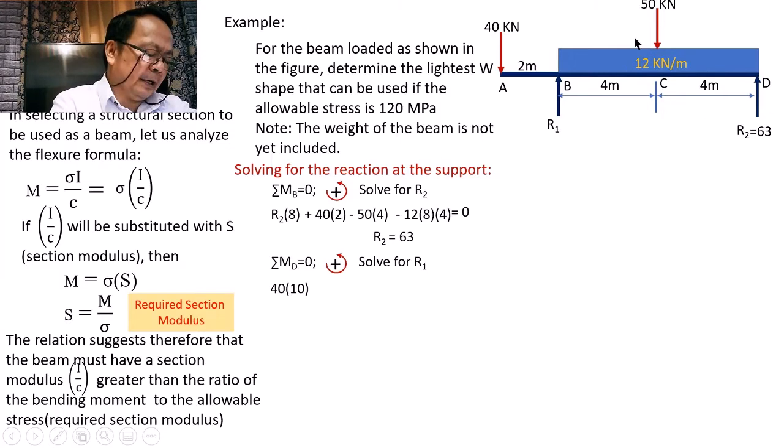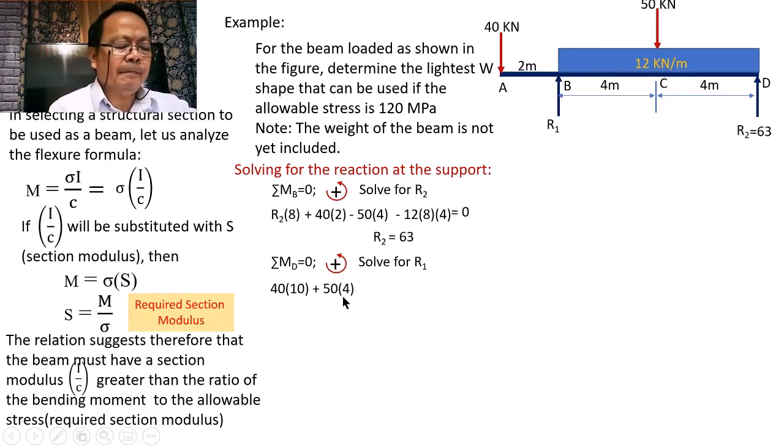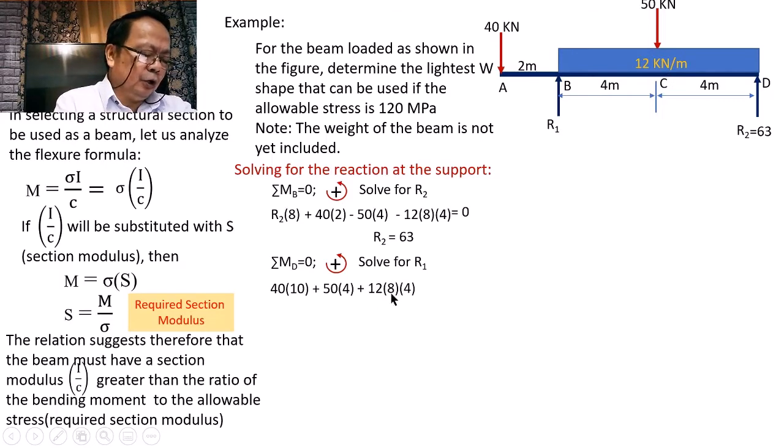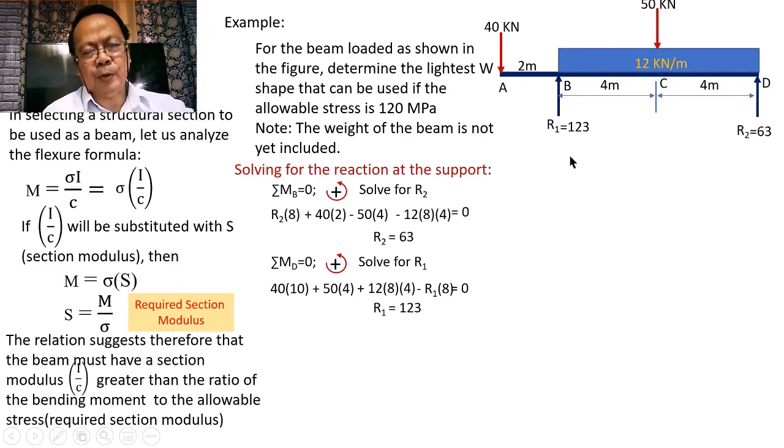ito parang 50 naman, ano? Yung 50 naman will also create positive bending moment and this will be 50 multiplied by 4. Yung moment due to this 12 kilonewton per meter load will be 12 multiplied by 8 multiplied by the moment arm of 4. Okay, minus the moment due to this R sub 1, will be equal to 0. Dapat 0 yan. Kaya pag sinimplify natin ito, we shall be able to solve for R sub 1 at R sub 1 natin will be 123. Itong part na ito ay 123.